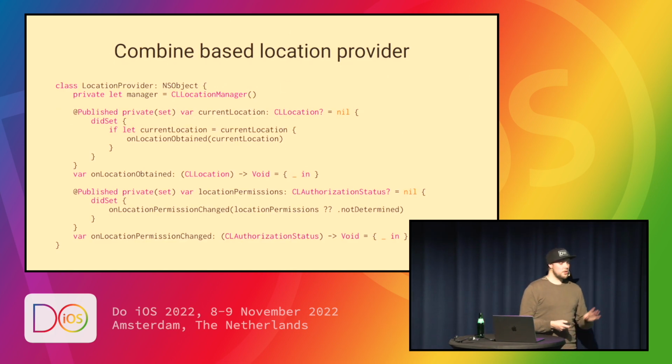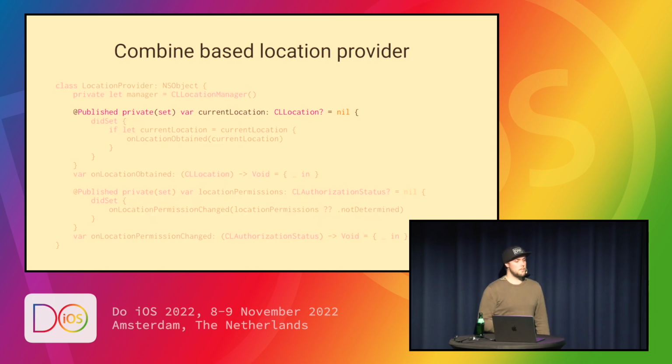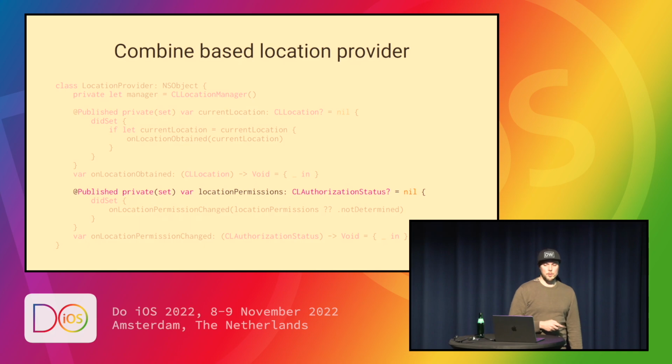So here's what it looks like. Now actually, this is the first time I'm doing the talk. I didn't get rid of didSet. Apologies. So we're having the exact same API here. So we can still have the closures, but we did make currentLocation published. Right, so that means that we can go on ahead and use this property with Combine. So whenever we assign a new value to currentLocation, we can subscribe to it. And the same is true for location permissions. They're both published now.